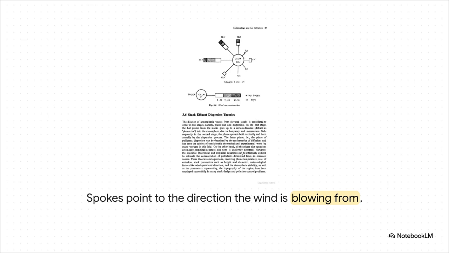First up, direction. Now this is the most important part to get right. Each of these lines, or spokes, on the rose points to the direction the wind is coming from. So a spoke that's pointing to the west, it's telling us about wind that's blowing from the west, not towards it. That's a super important distinction.